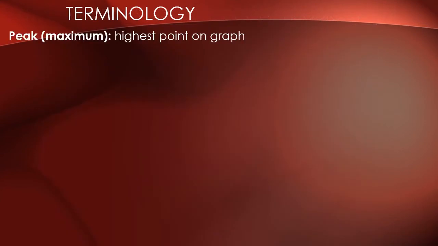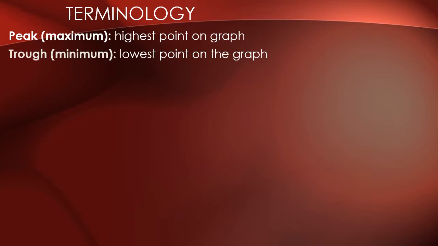Some terminology. So these are definitions to copy into your notes. A peak, which will also be referred to as a maximum, is the highest point on the graph, and of course, that maximum point can repeat over and over again. So there obviously isn't going to be one maximum. A trough, also going to be referred to as a minimum, is your lowest point on the graph.